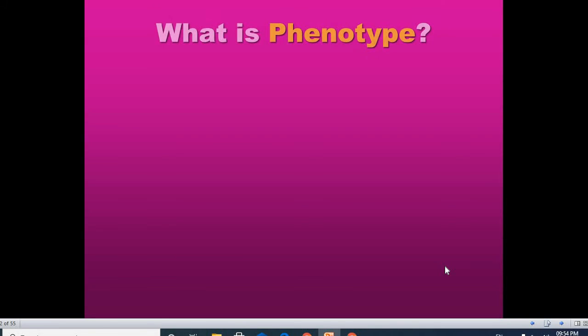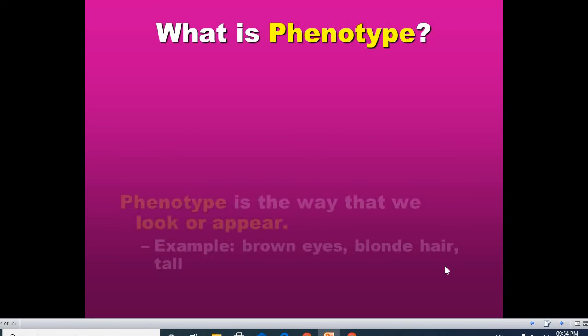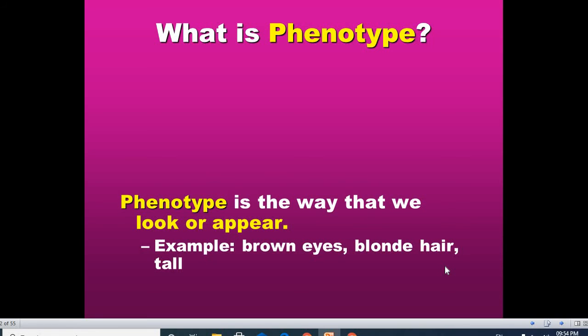Okay, next one. What is phenotype? So phenotype means what? Phenotype is the way that we look or appear. Example, brown eyes or blonde hair. So that is called what?